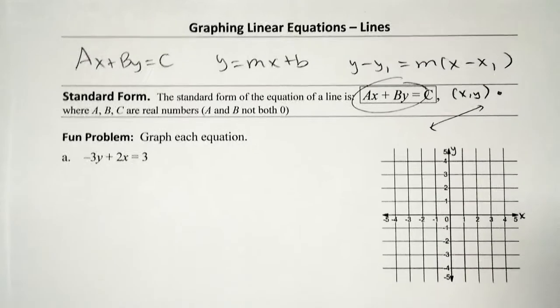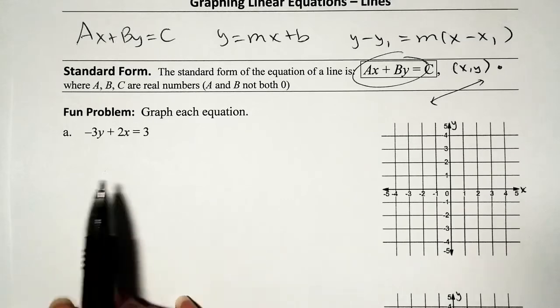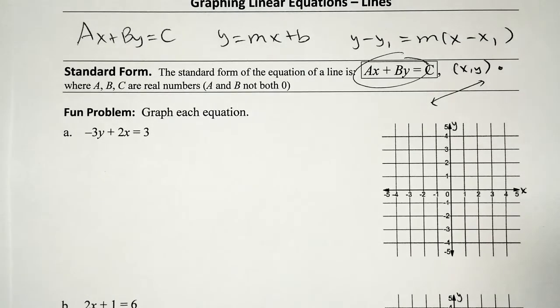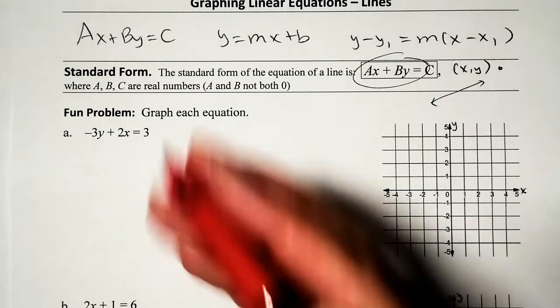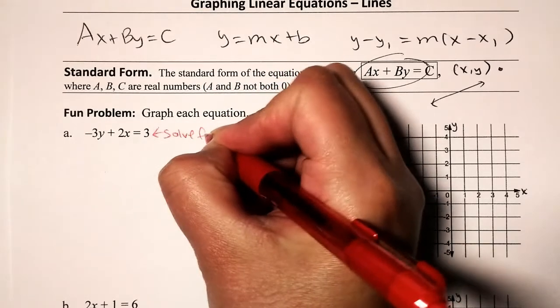So let's go ahead and open it up with problem A. We are asked to graph this: negative 3y plus 2x equals 3. The recommendation is to solve for the variable y, so that way we can have nice points, that way we can have integer coordinates. So let me put a little note to myself. Let's go ahead and solve for y.